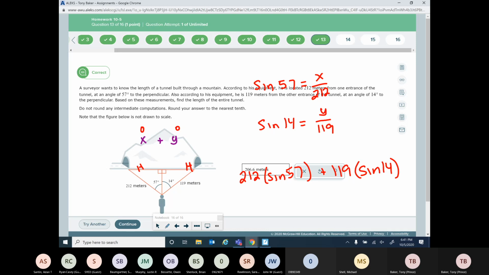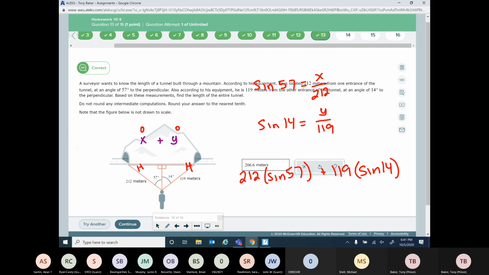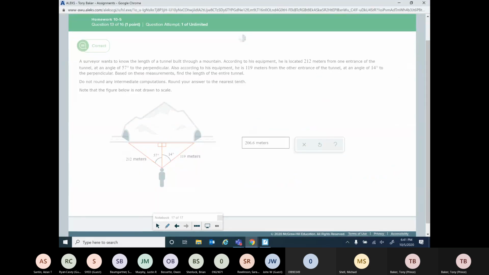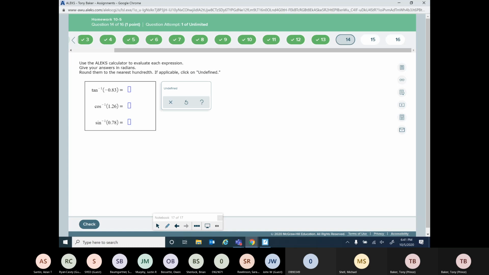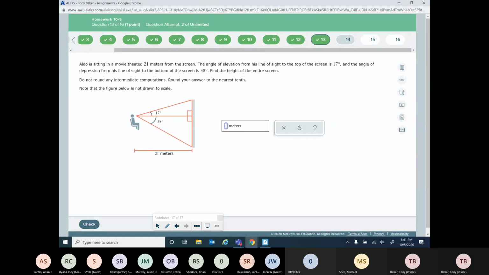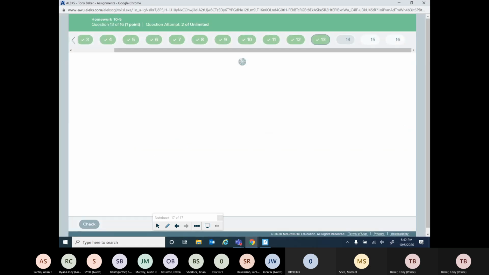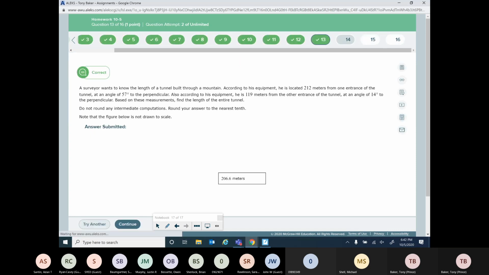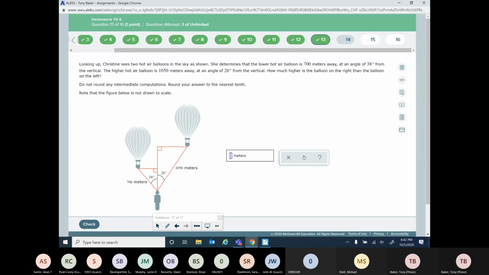We'll do one more of these, just because all the pictures are a little bit different. And I want to see if I can get one with the subtraction built into it. There we go.